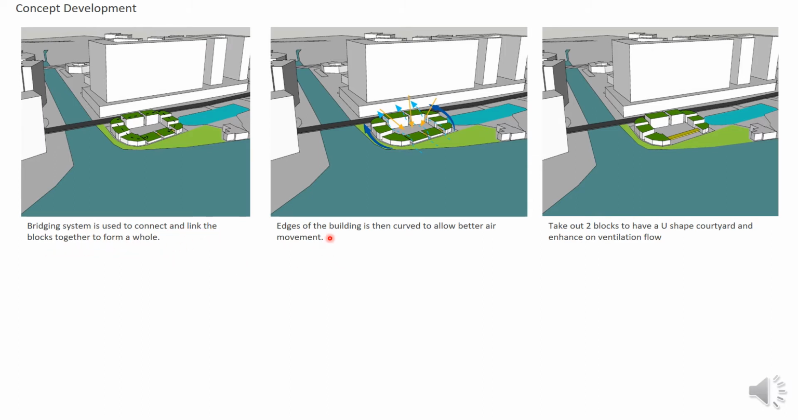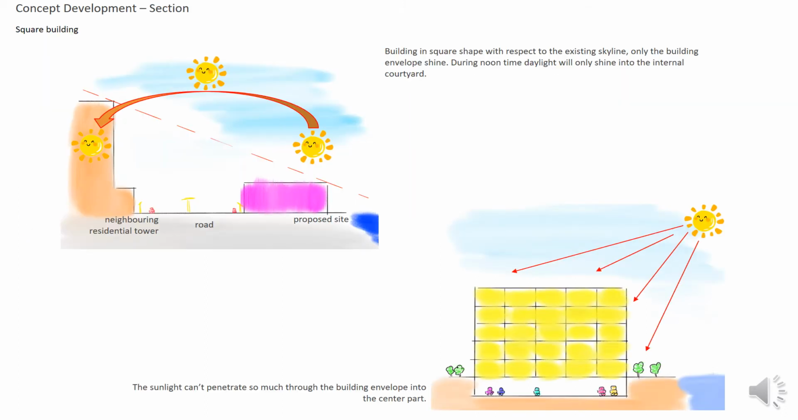I will also make the building a curved shape for better air movement. Because we just did the U-shaped courtyard, from the sea side I will take off two blocks to get good ventilation and enhance the ventilation flow. So this is my concept development for the section.